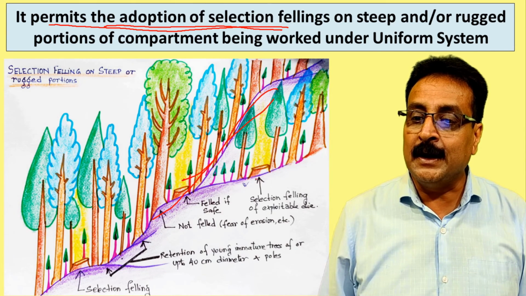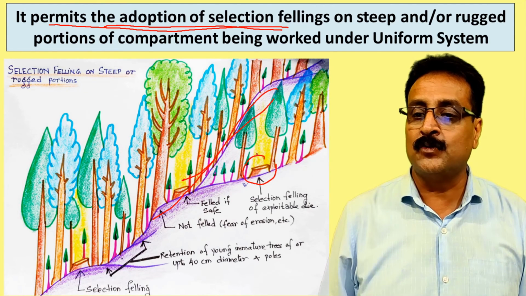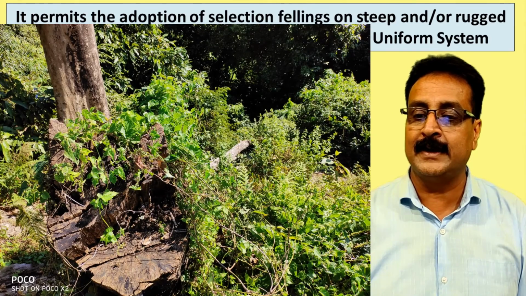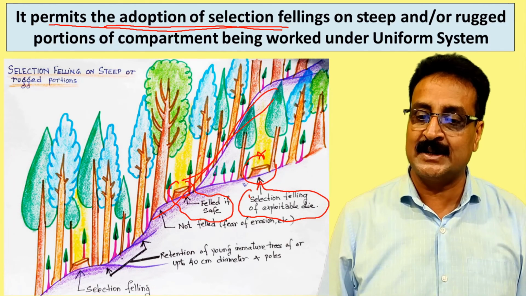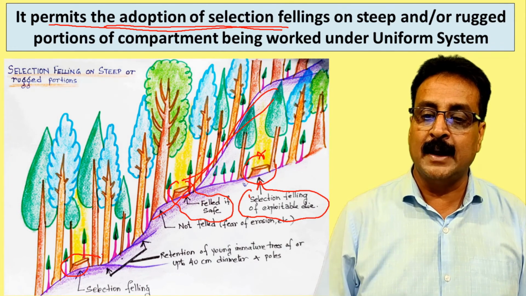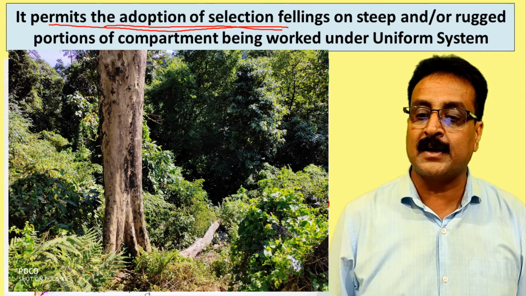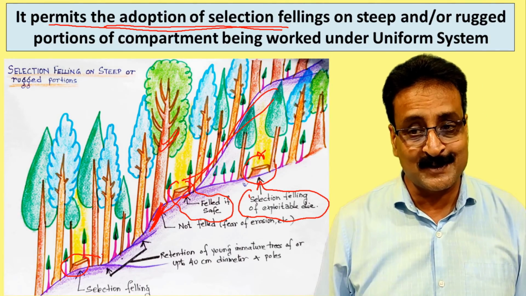So we fell where it is safe, because erosion may happen. We are felling these trees, selection felling of exploitable diameter, here. Here also we feel it is safe that if we fell this tree, erosion will not happen. Here also we are felling this selection type. But we are retaining this big tree, because we fear that erosion will happen here. So we are not felling here. It's like a selection forest now.